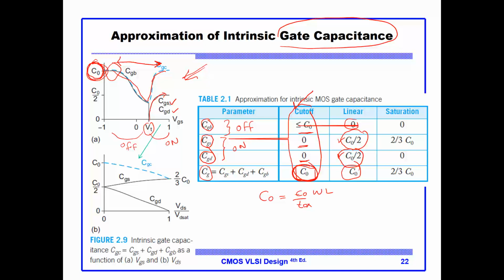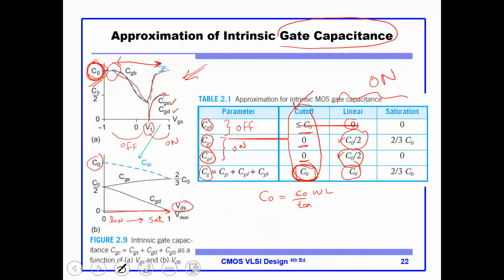Now the question is, when the device is on, do we stay at C naught, which is the maximum value? The answer is clear if we plot the capacitance versus VDS, because changing VDS, remember, changes us from linear all the way to saturation.